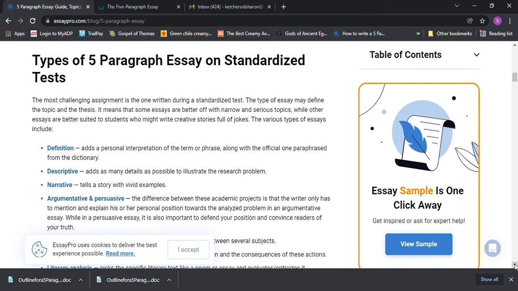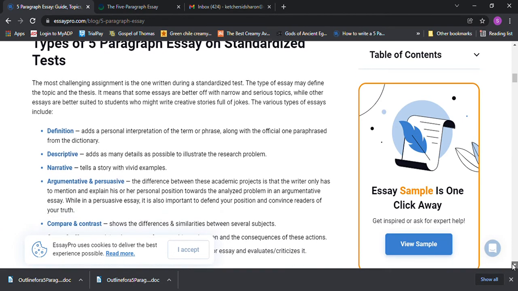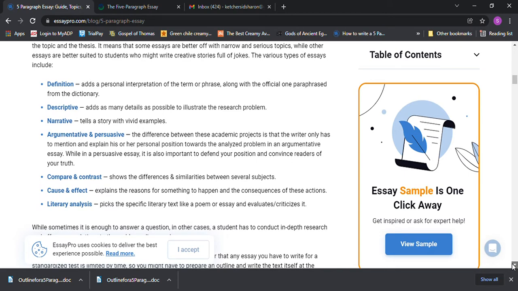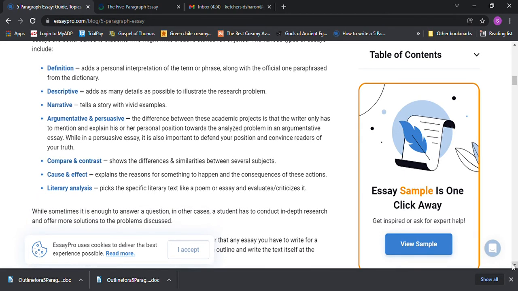The most challenging assignment is one written during a standardized test. The type of essay may define the topic and the thesis. It means that some essays are better off with narrow and serious topics, while other essays are better suited to students who might write creative stories full of jokes. The various types of essays include definition, which adds a personal interpretation of the term or phrase along with the official one paraphrased from the dictionary.